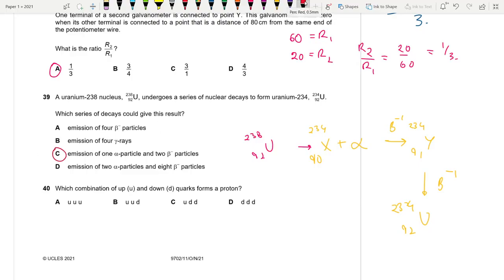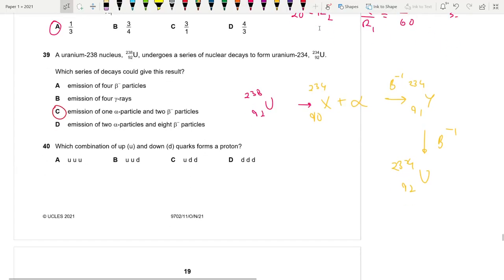This was in the March paper as well, 2022. Which combination of up down forms a proton? This is just memorization, up down. Okay, so 40 should be B.